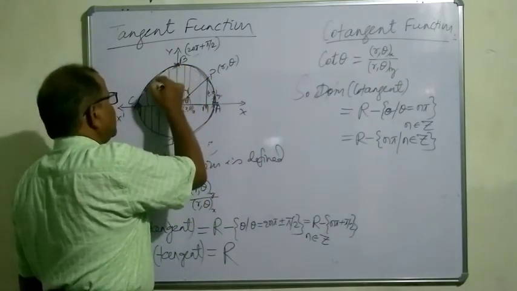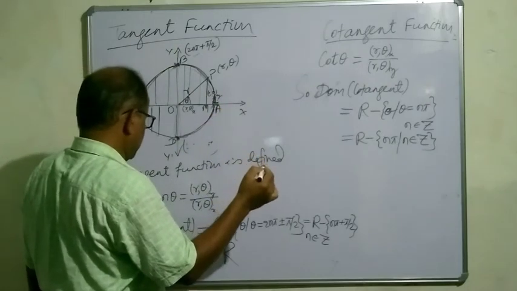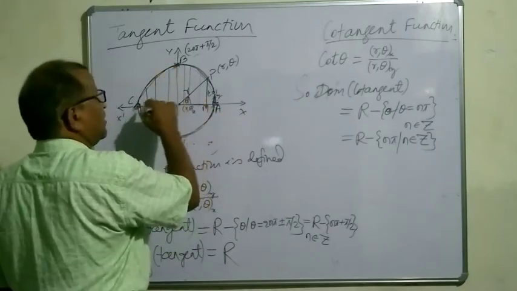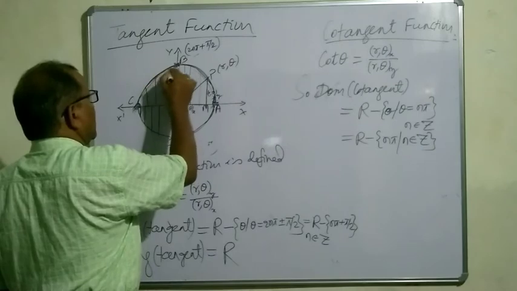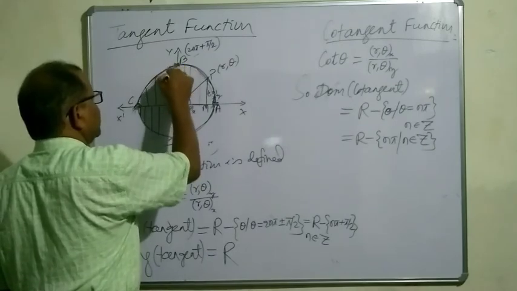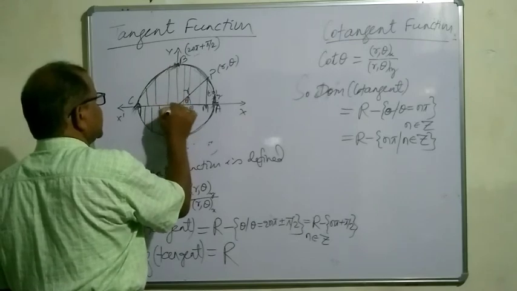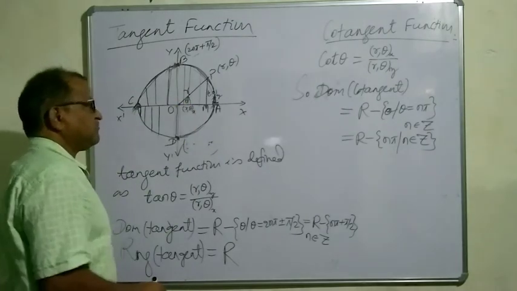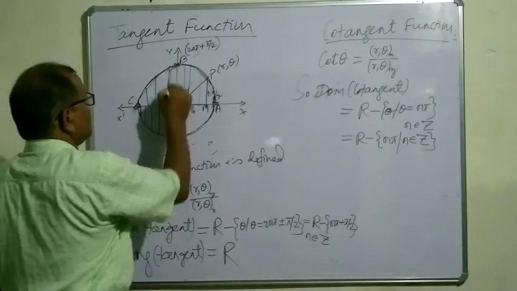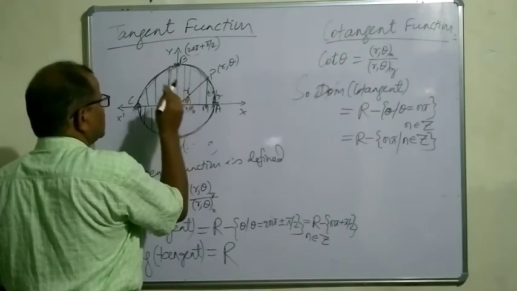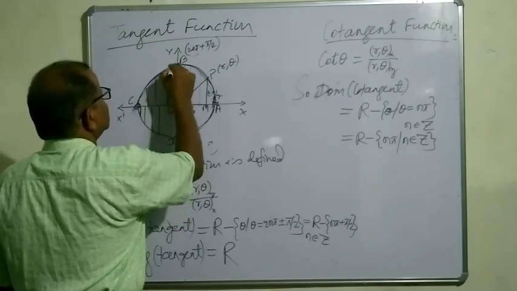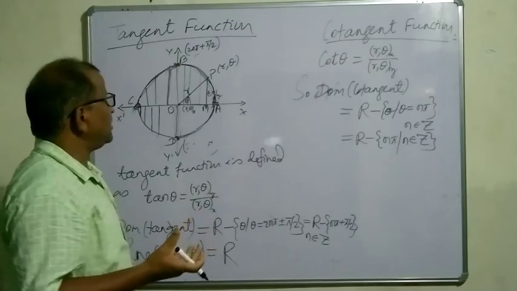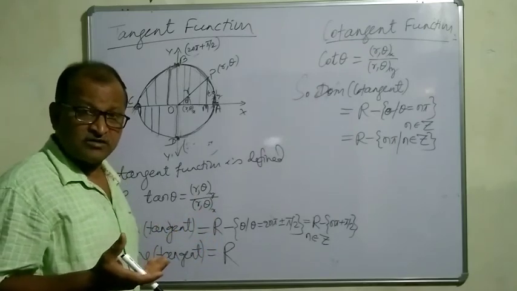Again here, what will happen? Here it is infinity. If you take this point, this is r theta x, this is r theta y. R theta y is positive, r theta x is negative, but a very small negative number, and r theta y is positive. Since it is so, the ratio will be minus infinity, right? Minus infinity.